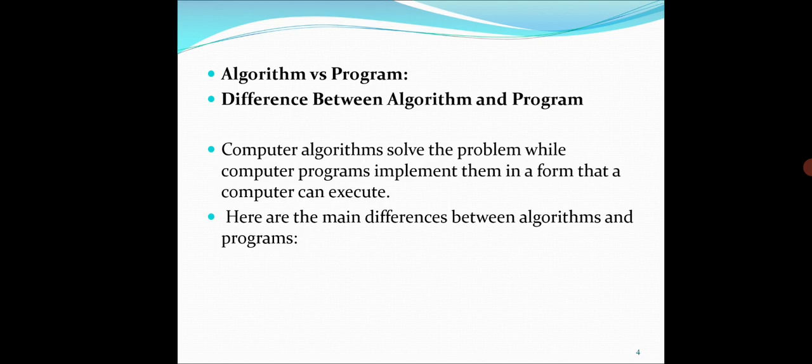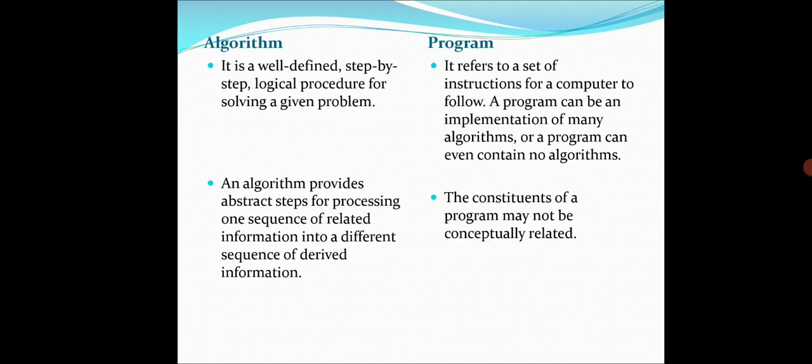Now let me see. We know that algorithm is just a step-by-step procedure. Computer algorithms solve the problem while computer programs implement them in a form that computers can execute. Here is the main difference between algorithm and the programs. Algorithm is a well-defined step-by-step logical procedure for solving a given problem.